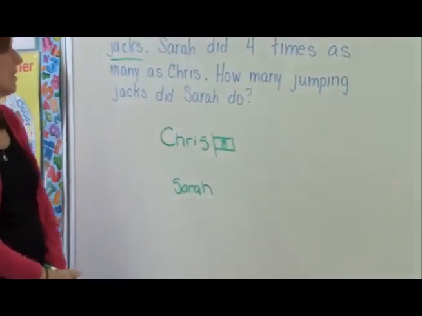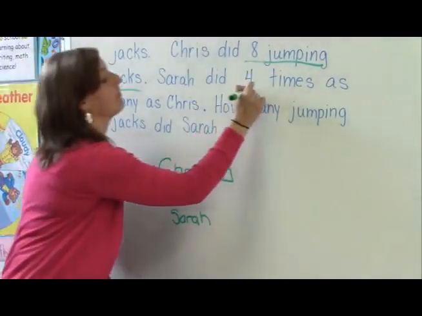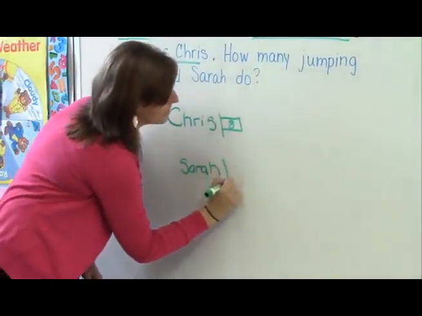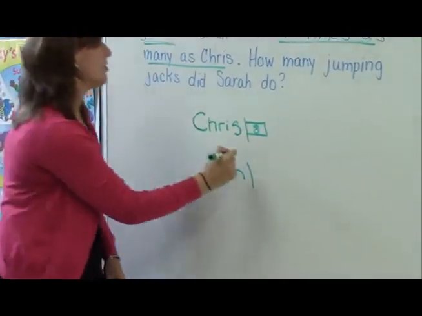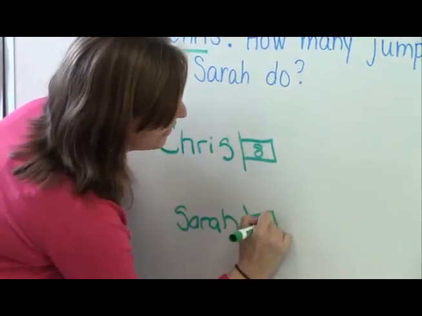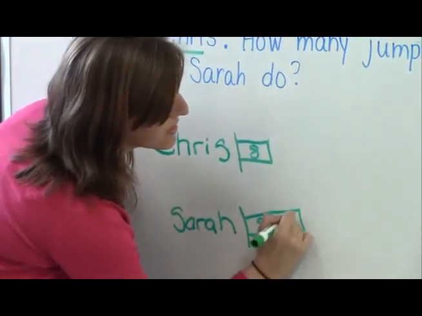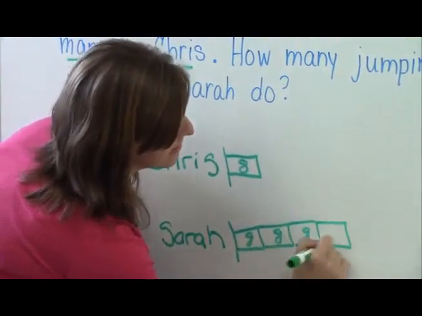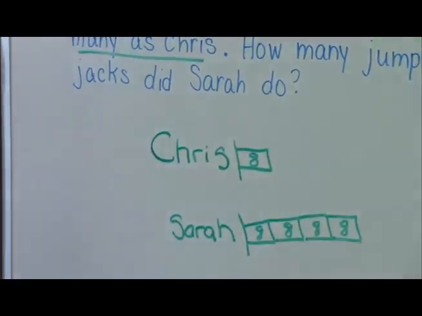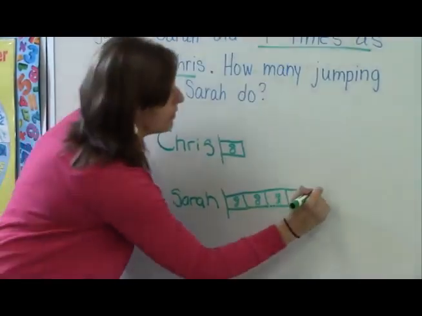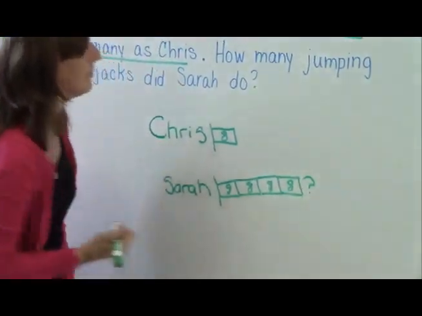Sarah did 4 times as many as Chris. That's where the multiplicative comparison comes in. Chris did 8, so Sarah needs to do 4 groups as many. So 4 8s. And the question asks, how many jumping jacks did Sarah do? So our question mark goes at the end of Sarah's bar.